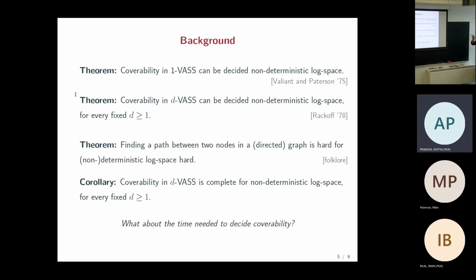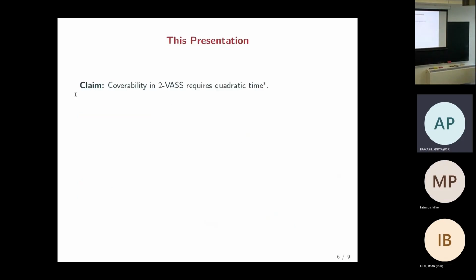But how much time exactly? I want to know a bit more detail. I want to know exactly how hard this is. And that's what I'm going to talk about today. So I claim that when you have two components, this requires quadratic time. There's an asterisk there, that's important.